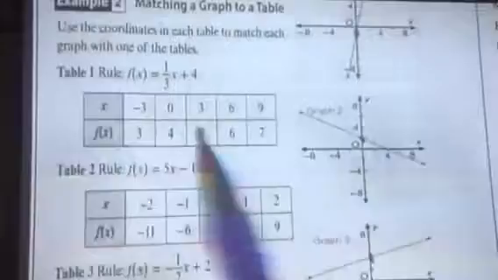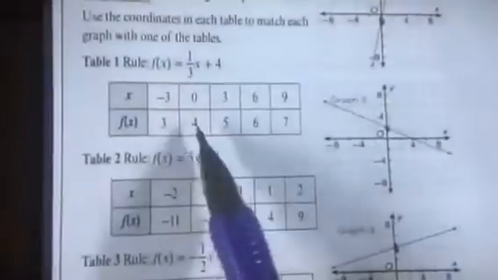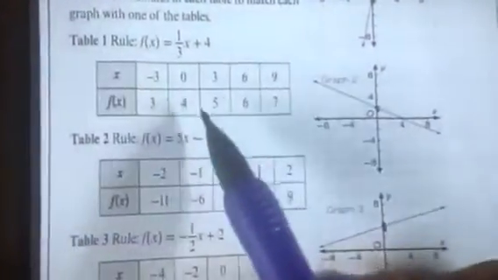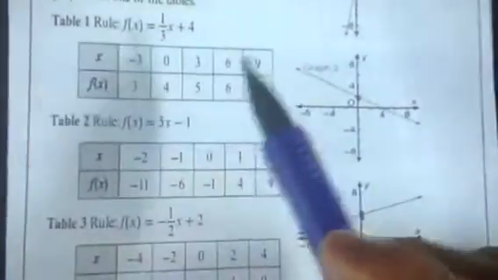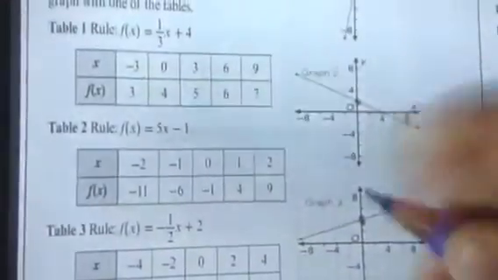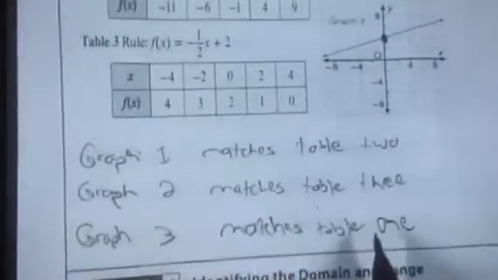Here what we're doing is we are matching graphs to tables. So I see a lot of tables of values, and I see some graphs. I just need to find which table matches which graph. Well, I see table 1. In table 1, I see this point 0, 4. The only graph out of these three that has the point 0, 4 is right here. So I know that table 1 matches graph 3. So I've got that here. Graph 3 matches table 1.